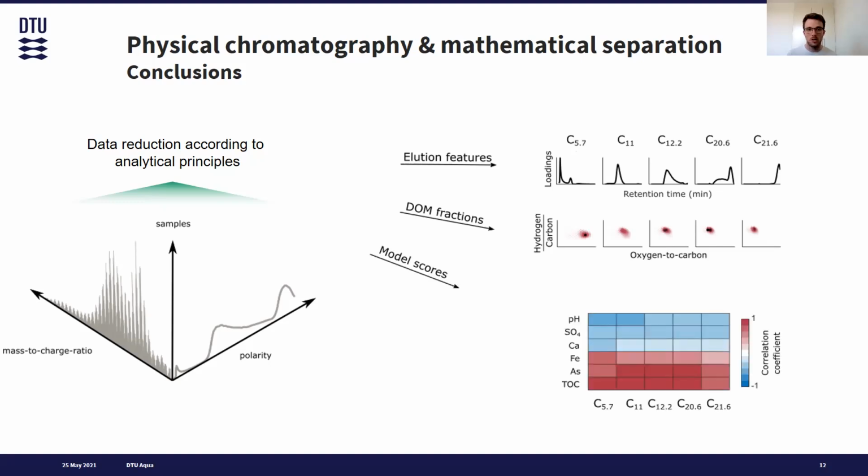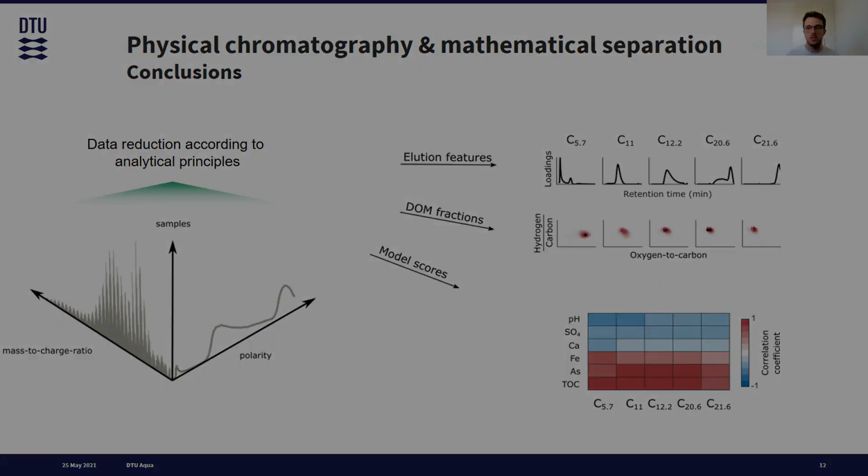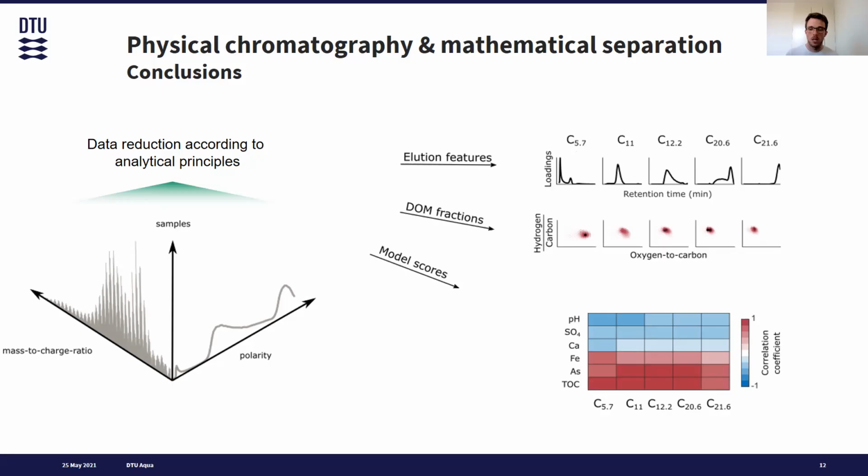Lastly, we saw, in our case, model scores that mainly correlated with the total amount of carbon in our samples, which is nice because it indicates that this particular method actually seems to be fairly quantitative, but that this correlation also didn't really distinguish between different fractions.